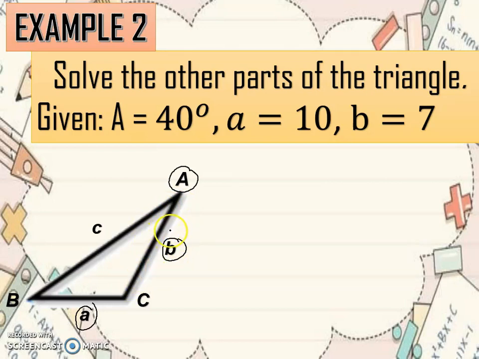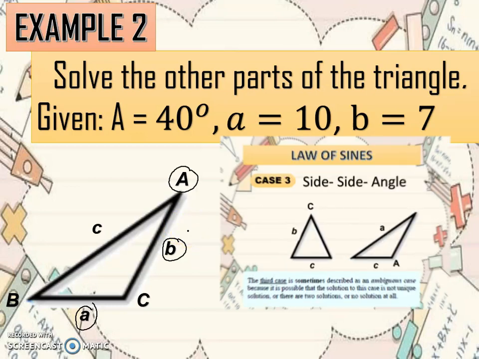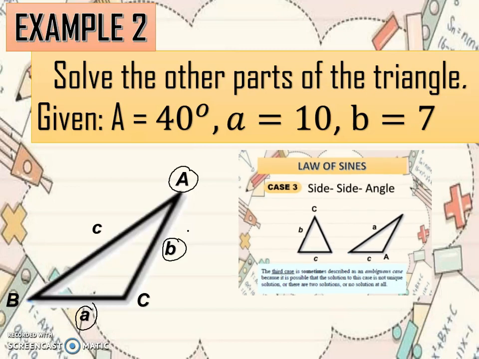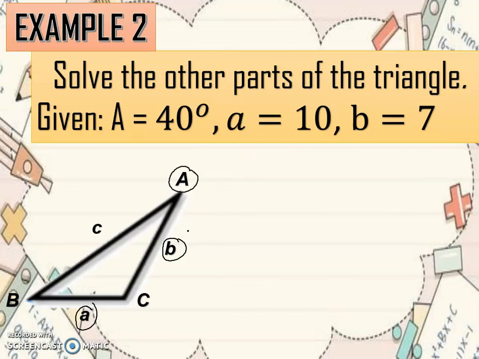So I want you to decipher, class, what kind of case is this? Case 1, case 2, or case 3? Yes, you are right. This is a case 3 problem. Since this belongs to case 3, then we will use the law of sine. The only things involved here, class, are side A and side B. Meaning, we're going to use the equality sine A over A equals sine B over B.